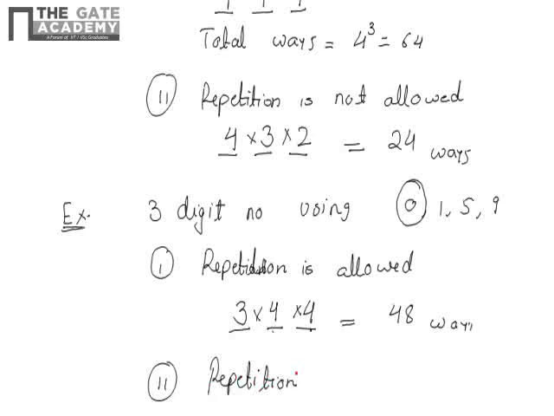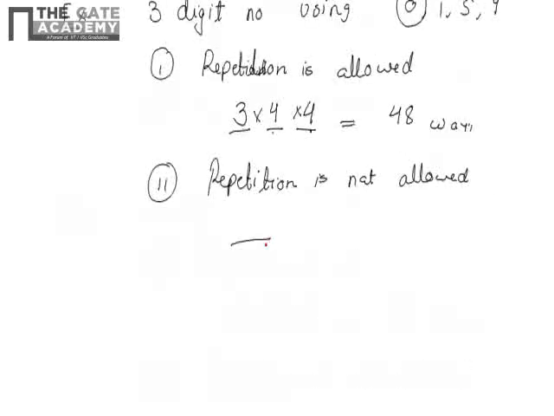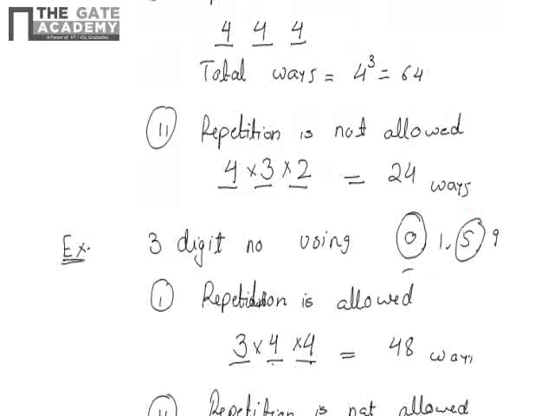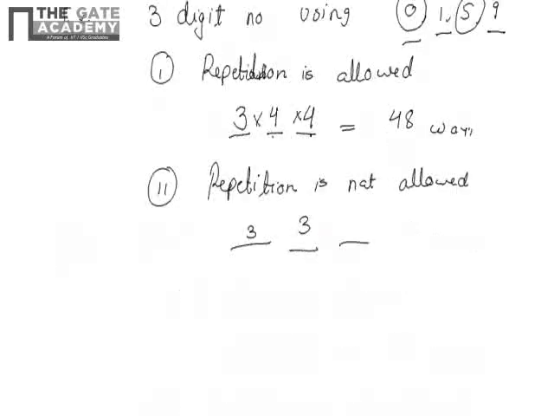Suppose repetition is not allowed. The first number can be chosen in 3 ways, because 0 is not allowed. Now the next number, suppose we have chosen 5. So for the second, we can choose 0, 1, or 9. There is no repetition, so the second one is also in 3 ways and the last one in 2 ways because we have used 2 numbers. So the answer will be 18 ways.